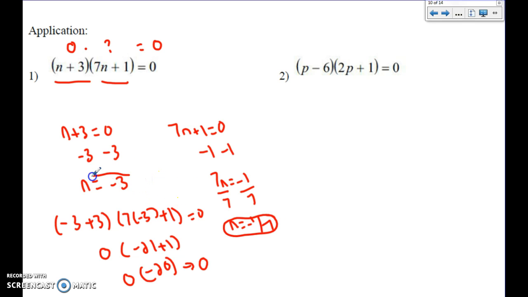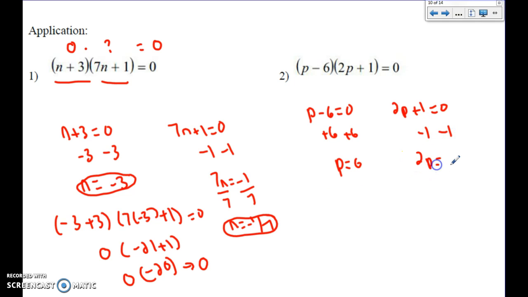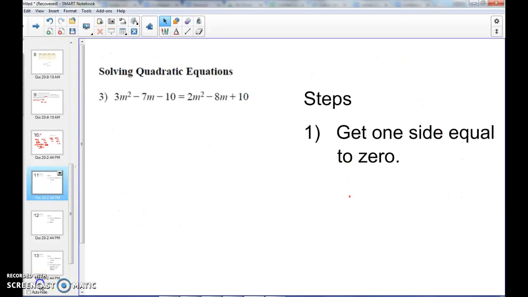Let's try another one, and then I'm going to jump into the meat and potatoes of today. I want to figure out what makes that 0, so I'm going to set p minus 6 equal to 0, and I'm also going to do the same thing with 2p plus 1. I'm going to add 6, and I get p equals 6. For this one, I subtract 1 from both sides and get 2p equals -1. I divide both sides by 2, so p equals -1/2. And I also get p to be 6. Those are the things that make it true.